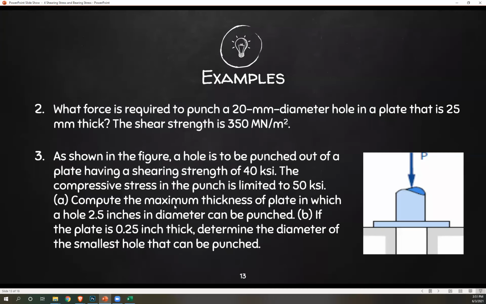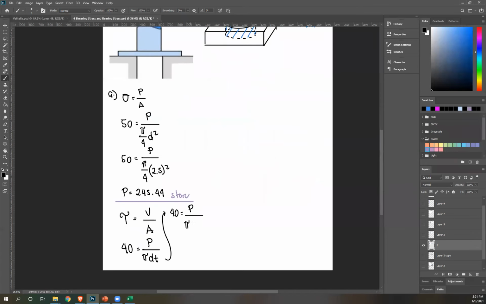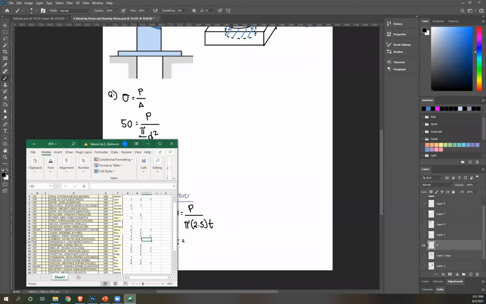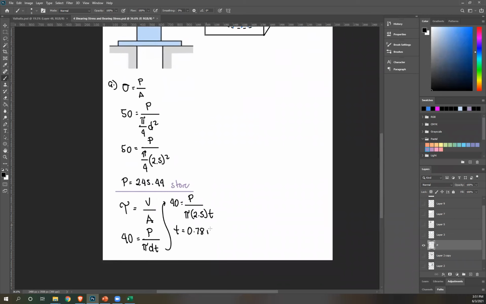What are we looking for in part A? Compute the maximum thickness. So thickness is what we're looking for. D is given, 2.5. So pi times 2.5 times t. From this, we can compute t. Please solve. What's the answer? Correct. So 0.78 inches. So that's the answer for part A.